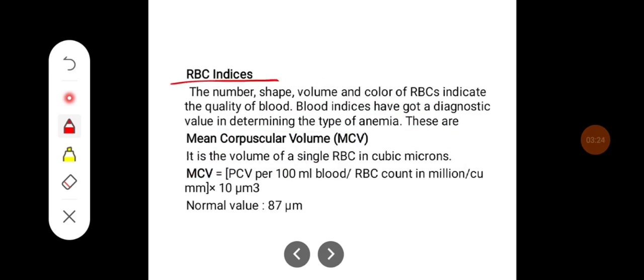RBC indices. The number, shape, volume, and color of the RBCs indicate the quality of blood. Blood indices have got a diagnostic value in determining the type of anemia. These blood cell indices are mean corpuscular volume. Mean corpuscular volume is the volume of a single RBC in cubic microns.